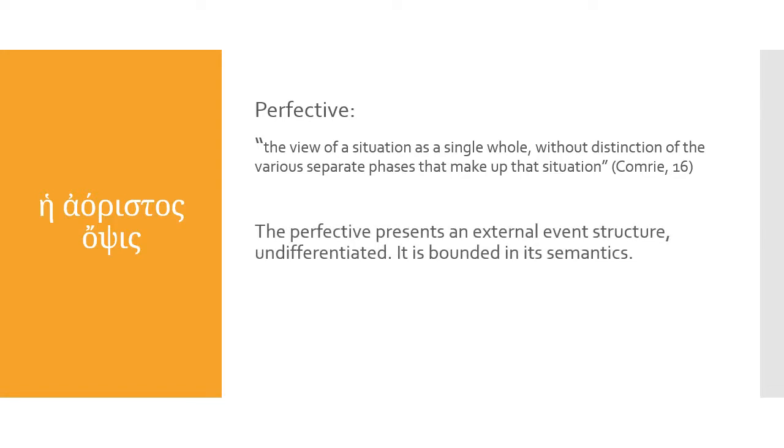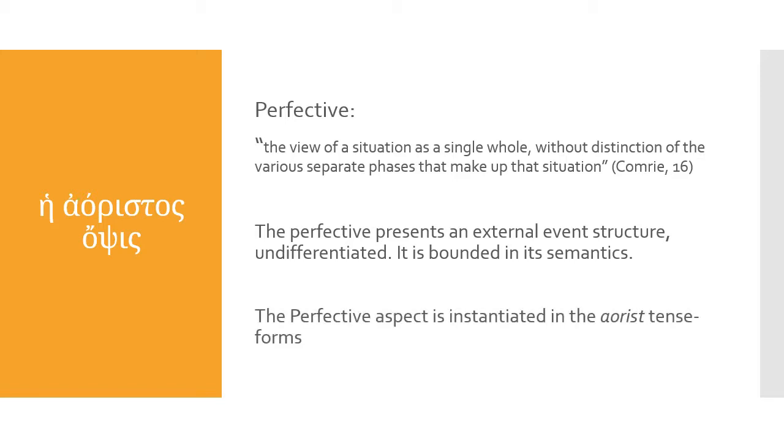So the perfective presents an external event structure, undifferentiated. It is bounded in its semantics. Think of the whole as a whole package, kind of like a sphere, and what's going on inside the sphere is opaque. So the internal temporal structure of the event, of the action, of the verb, is opaque. We can't see inside that sphere. The speaker presents it from that outside perspective. And the point of this is they're not interested in presenting the internal workings of that action.